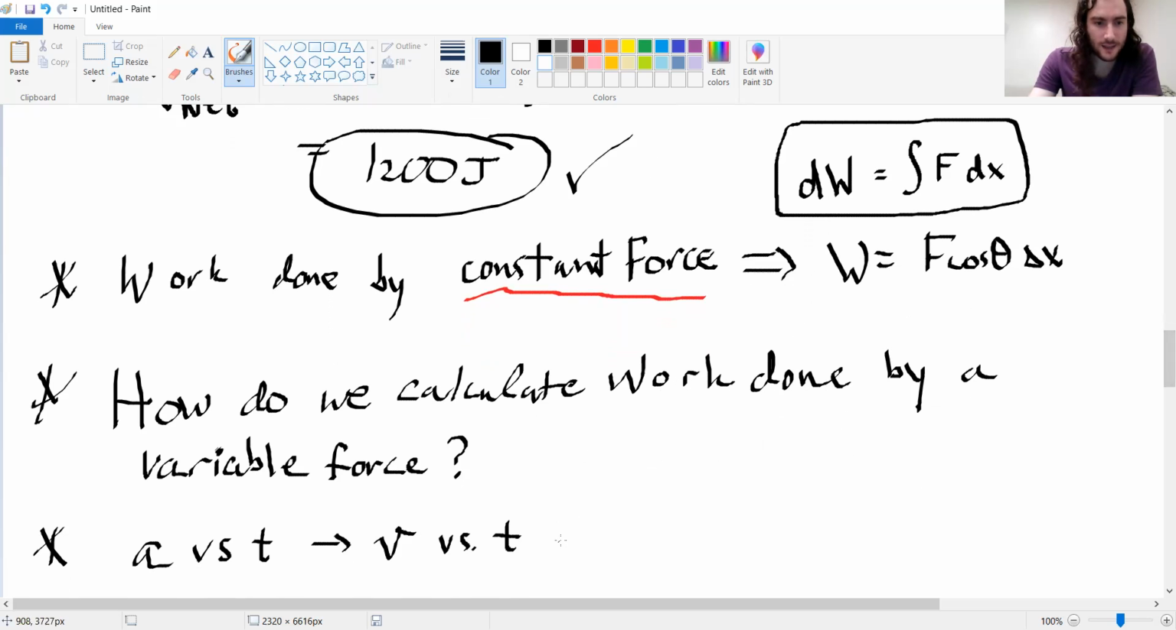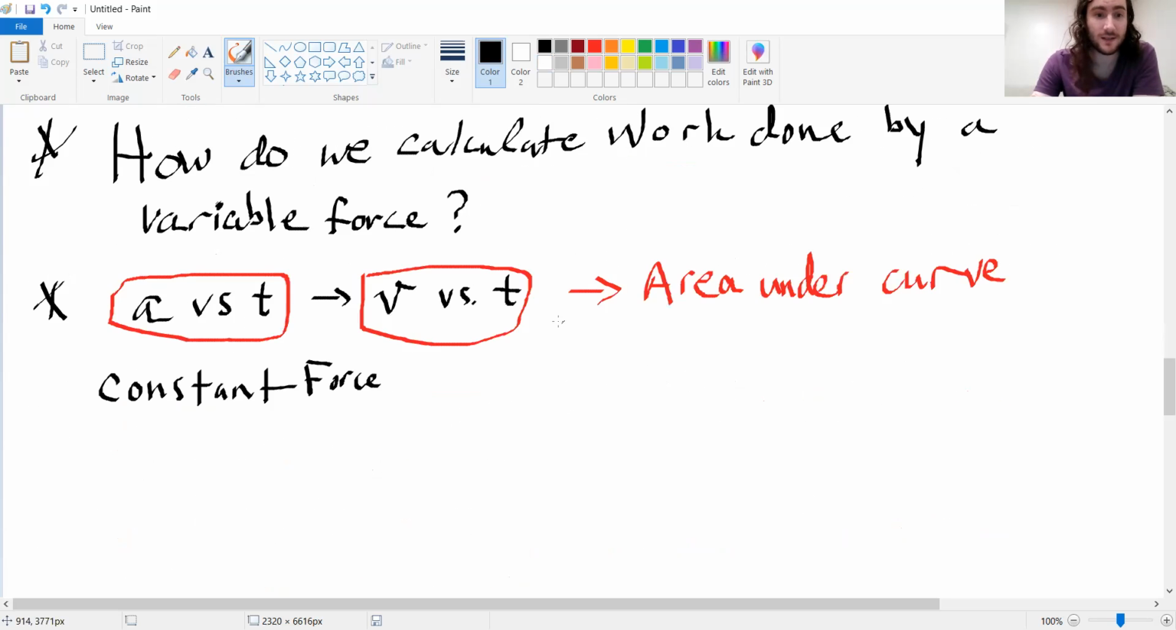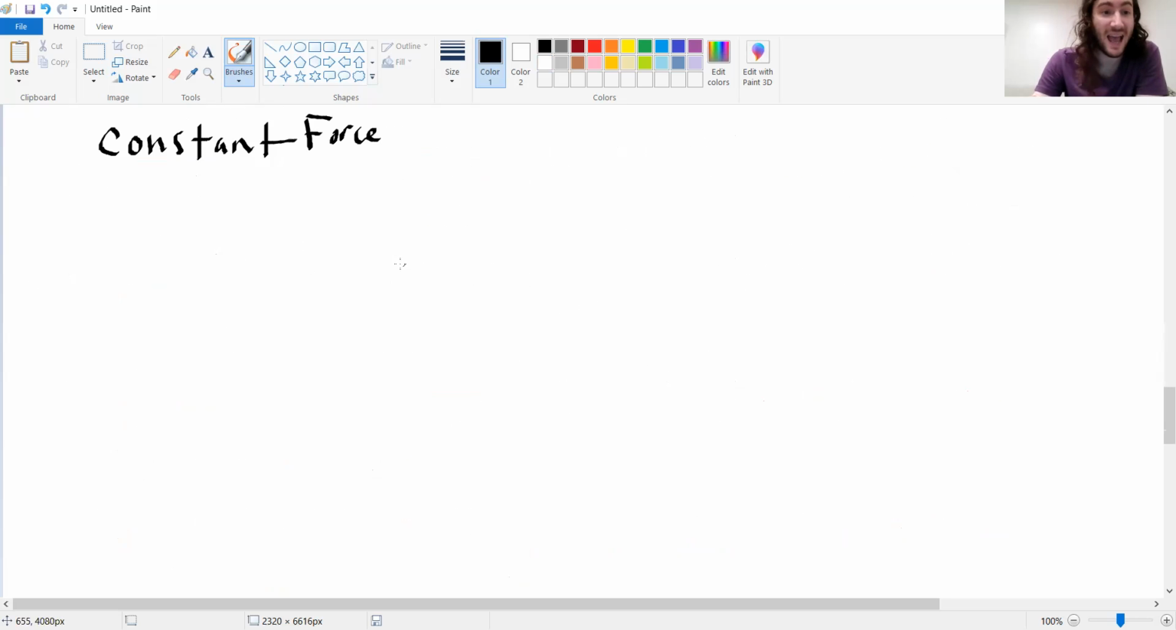And so, as I was saying, or as Kevin pointed out, to go from acceleration versus time to velocity versus time, we need the area under the curve. So area under the curve. So we need to plot acceleration, or sorry, we need to plot force versus displacement. In other words, force versus x. So F versus x. So constant force, F versus x.